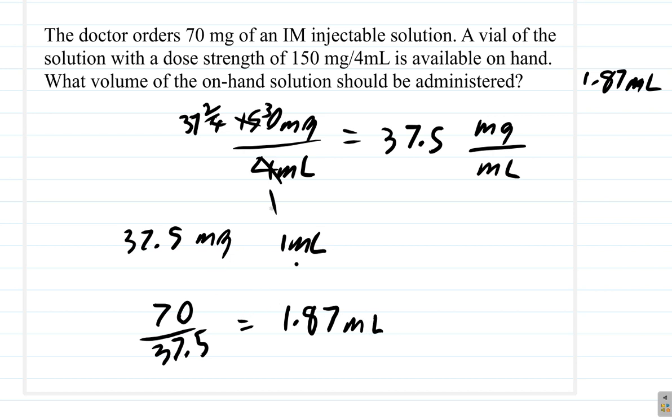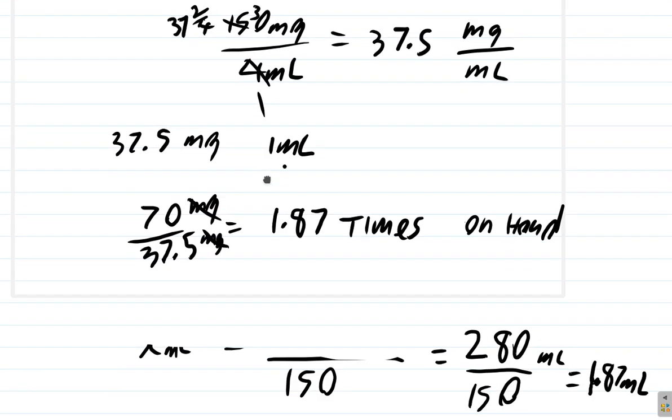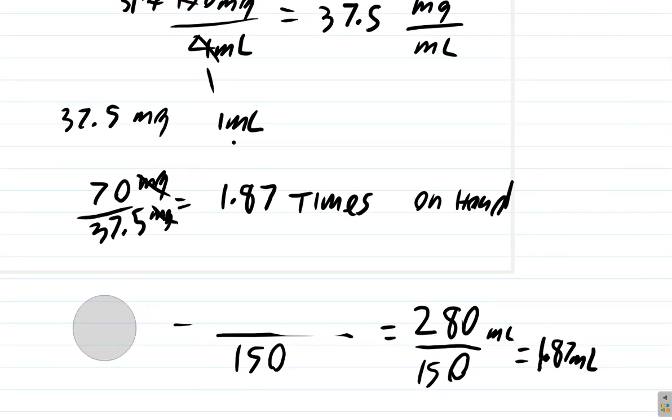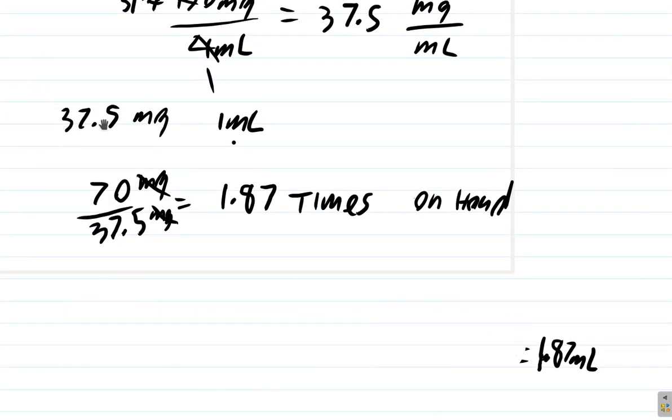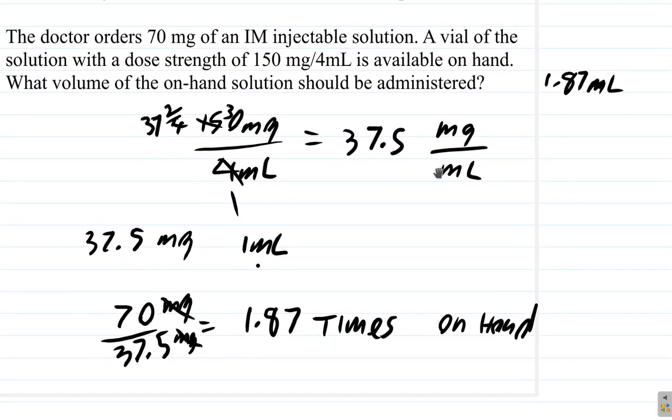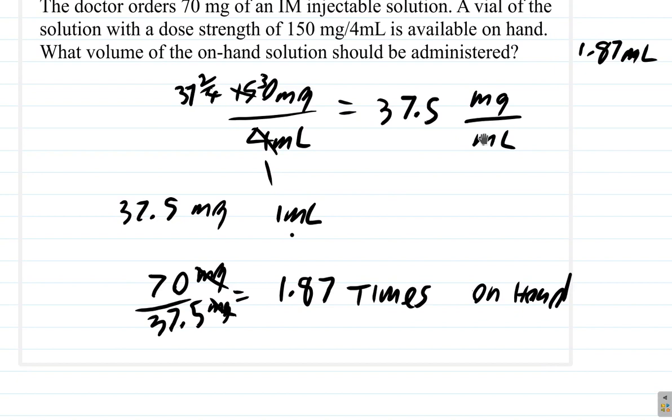Remember the 70. Oh, 1.87 is not milliliters, it's 1.87 times the on hand dosage. Alright? Because remember, 70 is in milligrams, 37.5 is in milligrams, so you're comparing. The units cancel out, so it's 1.87 times. Now remember, we're looking at 1 milliliter. The 37.5 goes out of 1 milliliter.